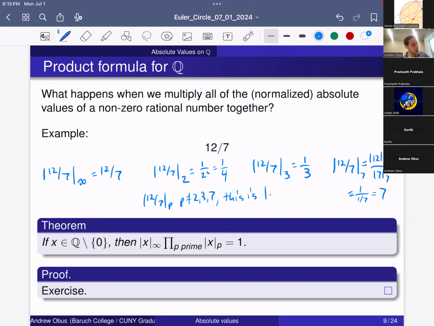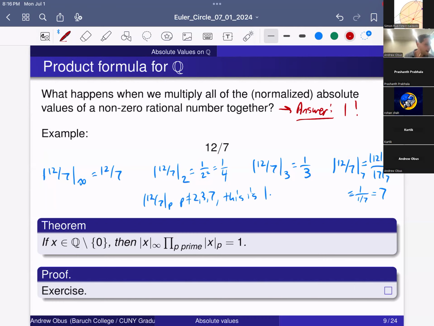Right? So overall, what happens when I multiply everything together? I get 12/7 times 1/4 times 1/3 times 7. And it's not hard to see that the 1/4 and the 1/3 cancel out the 12, and the 7 cancels out the 7. When you multiply all of these absolute values together, you end up getting 1. So the answer here is going to be 1. And you can view that as an exclamation point or a factorial, whichever you prefer.